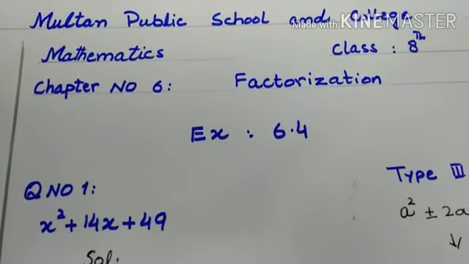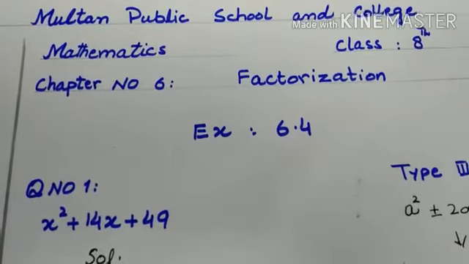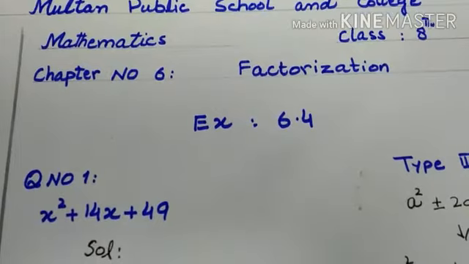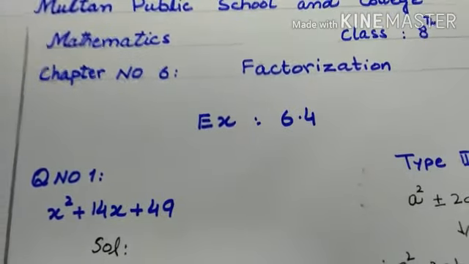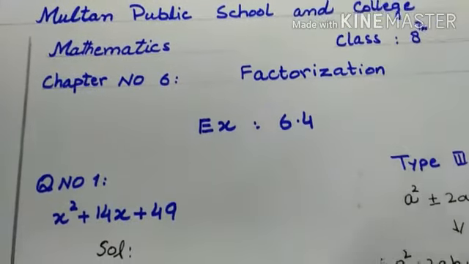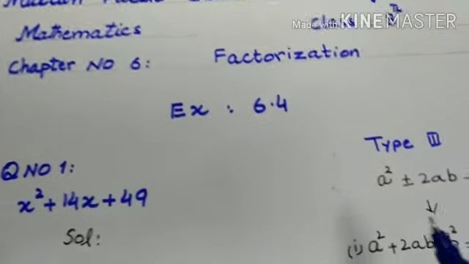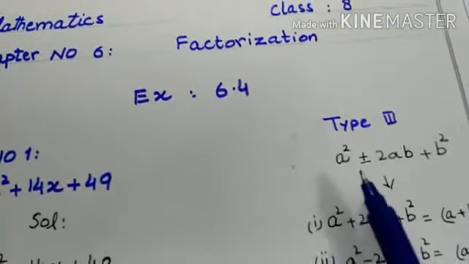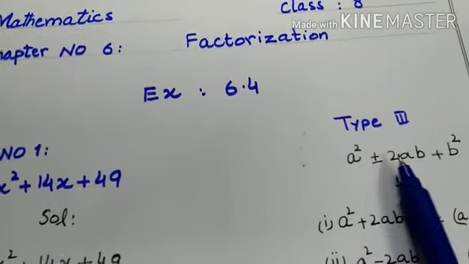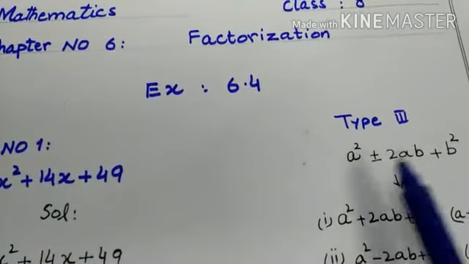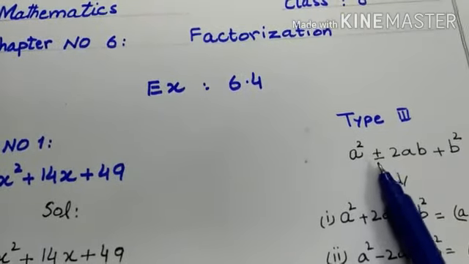Dears, in your previous lectures you started chapter number 6, factorization, and you have completed the first 3 exercises of this chapter. Now we are going to start exercise 6.4. This exercise is of type number 3, that is the formula a square plus 2ab plus b square. This comprises two formulas, one with a positive sign and one with a negative sign.